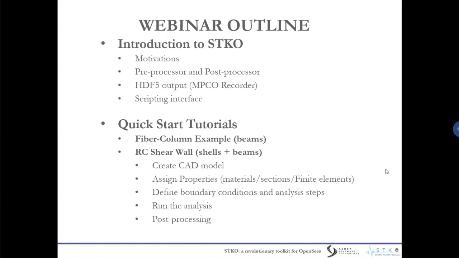And basically in both examples, we will see how to create the CAD model, how to assign properties like materials, sections, and finite element formulations. Then how to define boundary conditions and all the analysis steps. After that, we can run the analysis and see how we can do post-processing. And then these two sample files will be available for everyone if you want to download them. I will use the latest version of STKO for running these examples, and it can be downloaded on the website.